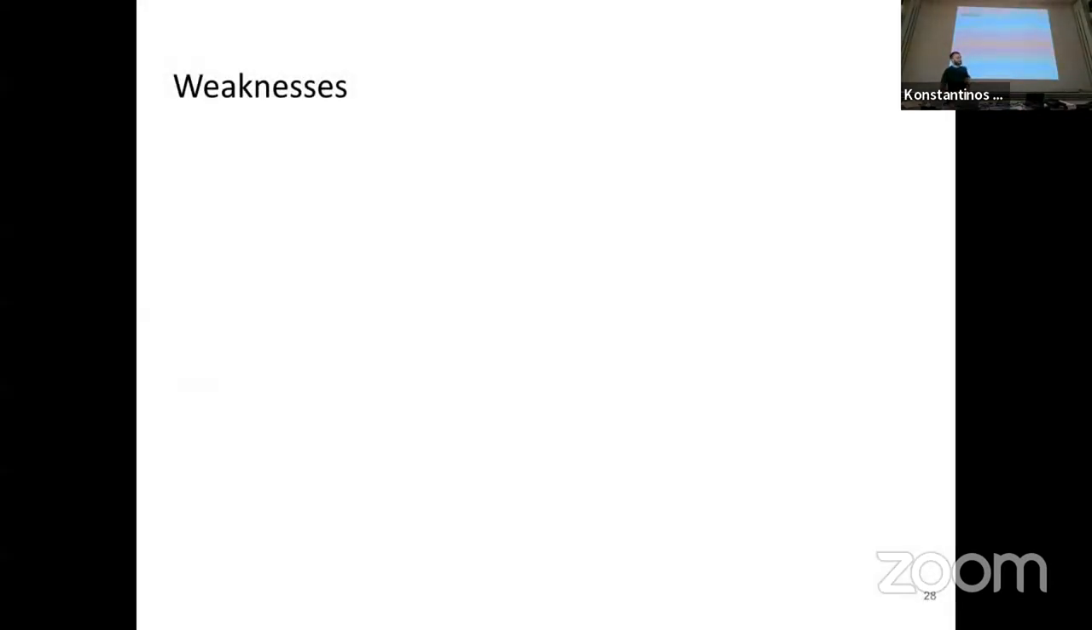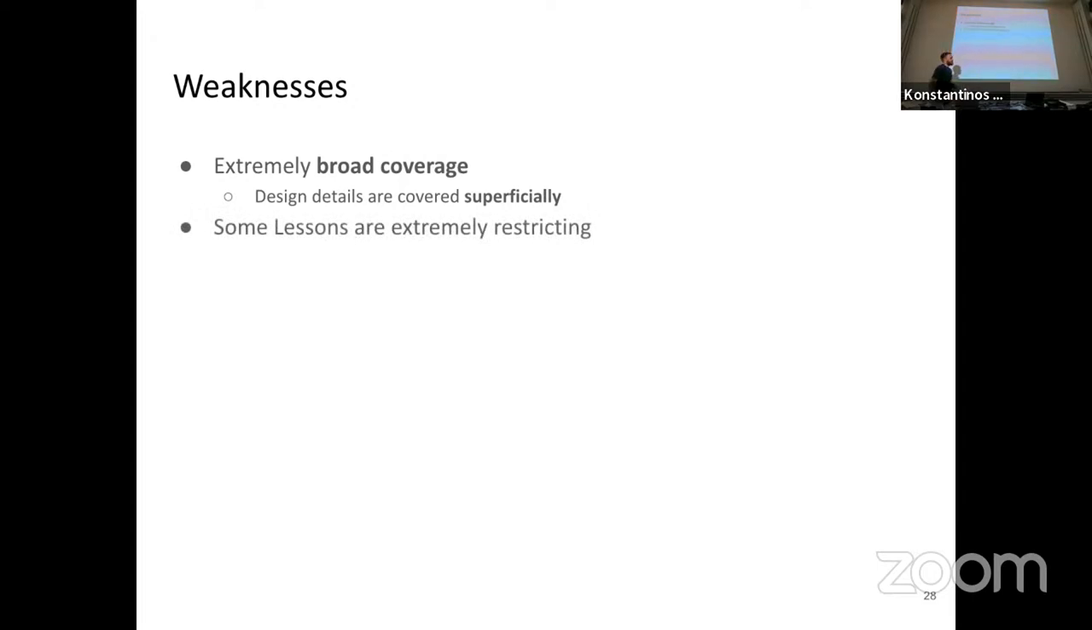However, some of these are also some of the weaknesses of the paper. Being such a wide paper, it was extremely broad. Some of the designs were only covered very superficially, and also because some of the designs were proprietary or secretive, they haven't gone into much detail of what some of the implementations are. Also, some of the lessons that they mention are, in my opinion, very restrictive. So for example, this backwards compatibility, it's understandable that in an industrial setting, you really want to provide as much support to your developers and not bog them down.